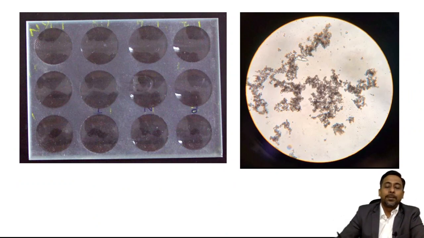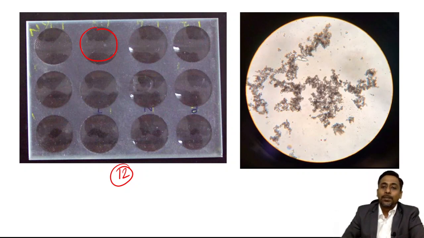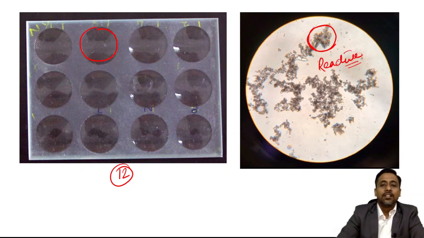So this VDRL is performed on a concave slide, and you see there are 12 concavities in this slide. The purpose of this 12-concavity slide is to dilute the serum to know the titer of the antibody present in the serum. Okay, and this is the microscopic image of this microflocculation reaction in the slide. So the needle-shaped cardiolipin crystals will clump with each other, and it indicates a reactive reaction. Okay, so this is a reactive reaction of VDRL.